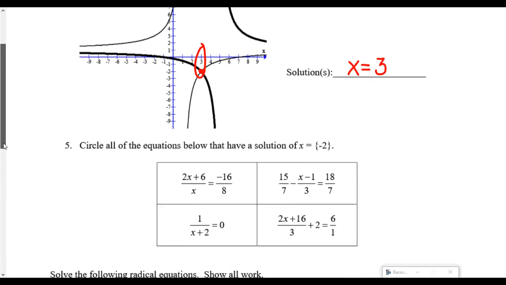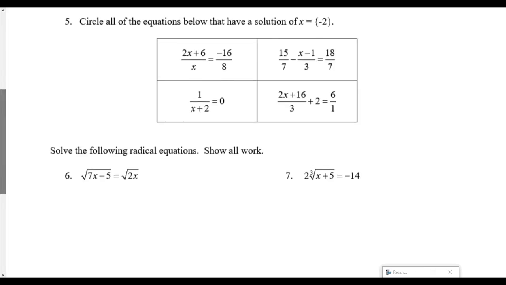All right, number 5, circle all the equations that have a solution of x equals -2. So if I have a solution of x equals -2, that means when I plug in x equals -2, this has to make a true equation. So that's how I would check, rather than solve them all, is just plug in and see which ones actually work.